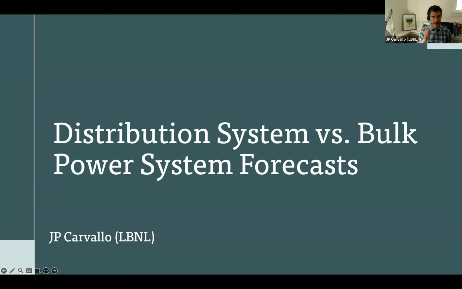Thanks, Alison. Great presentation, and really glad to be here. Alison gave a really deep, detailed overview on forecasting practices, techniques, and methods. And I'm going to take this now into a direct application, how and why there might be some differences in forecasting methods and techniques for distribution systems versus bulk power systems. Next slide.